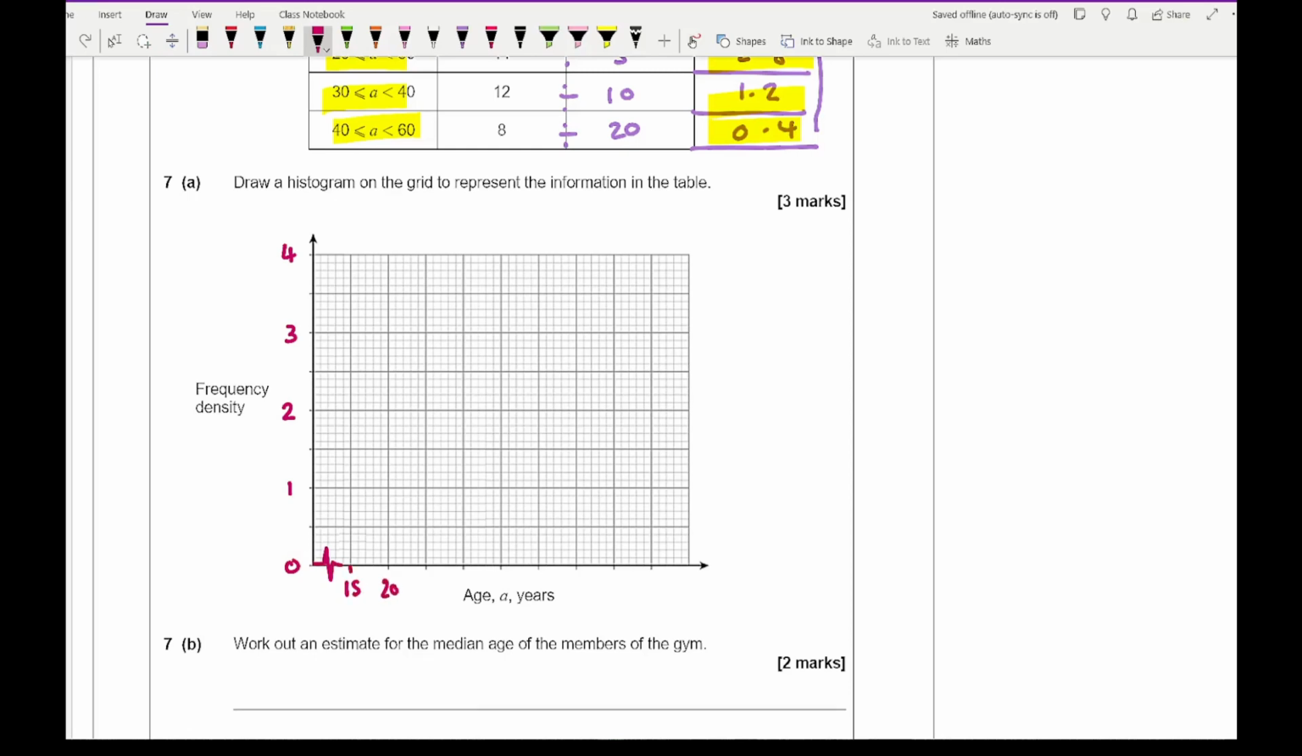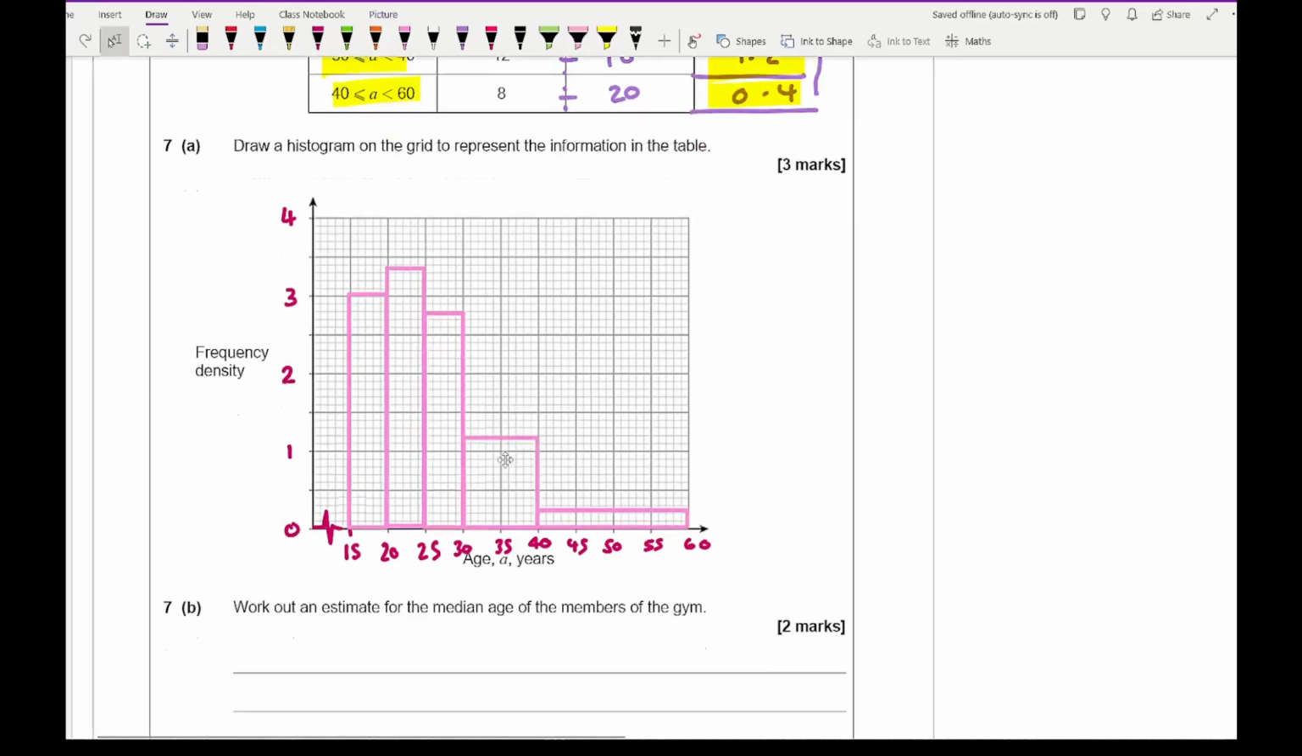So 15, 20, 25, 30, 35, 40, 45, 50, 55, 60. So it just about fits. Then all that's left for me to do is plot the histogram. And it should look something like that.